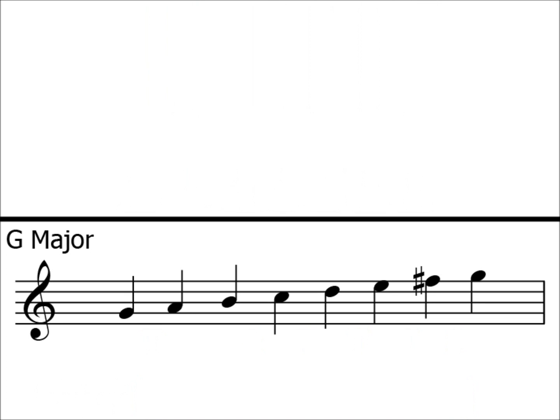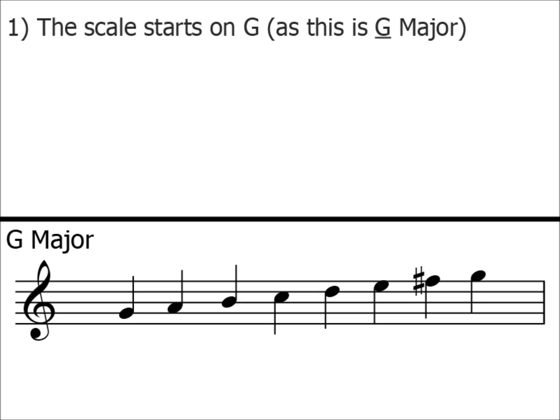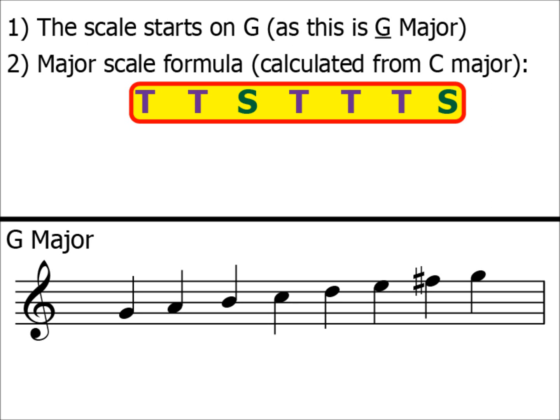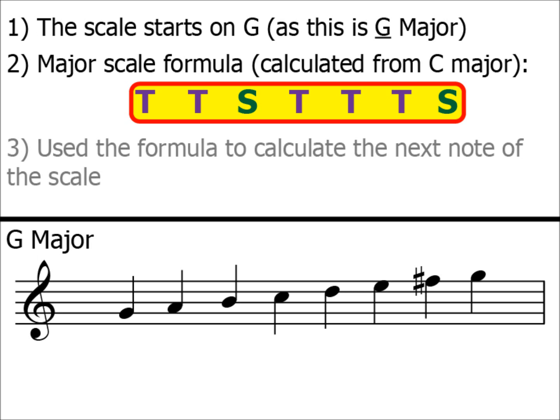Let's just recap what we did. Firstly, we started on the note G, as this is G major. We then used the major scale formula of tones and semitones we calculated from C major. We use this order of tones and semitones to help us calculate each note one by one.